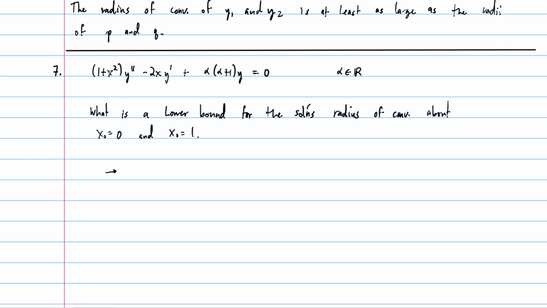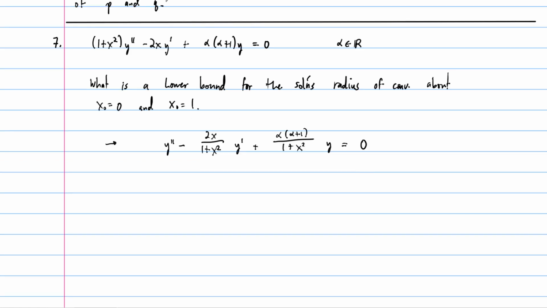When you plug in, this is always positive, so every point is ordinary in that sense: the p of x0 is going to be non-zero. So we can divide through, and our differential equation will now look like y double prime minus 2x over 1 plus x squared, y prime, plus alpha times alpha plus 1 over 1 plus x squared, y equals 0.